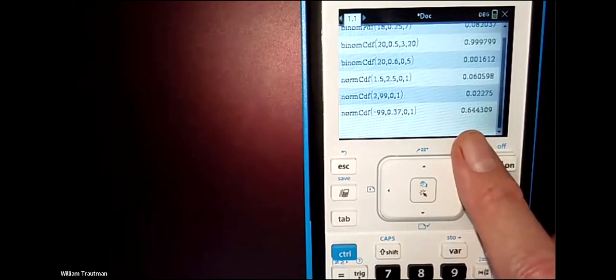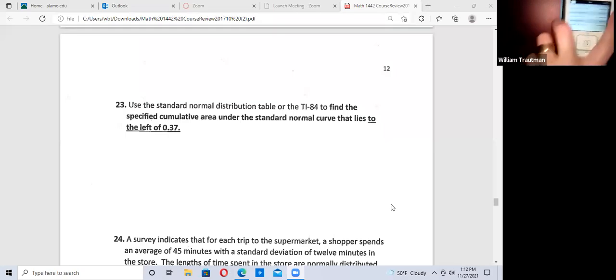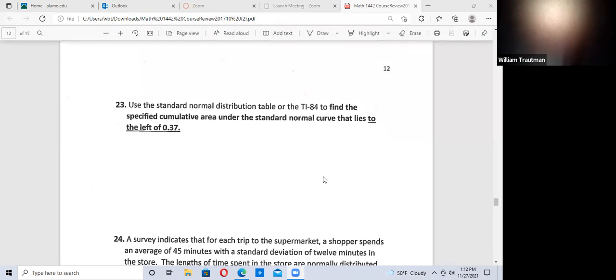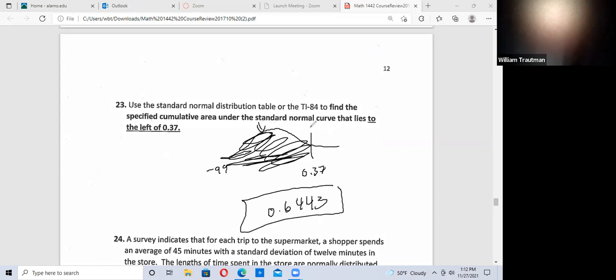And there's my answer, 0.6443. Negative 99 is the lower, 0.37 is the upper, and we always keep it at 0 and 1. So if we look at our answer here for 23, 0.37 and negative 99, we get 0.6443 as my answer. 64% is shaded in.